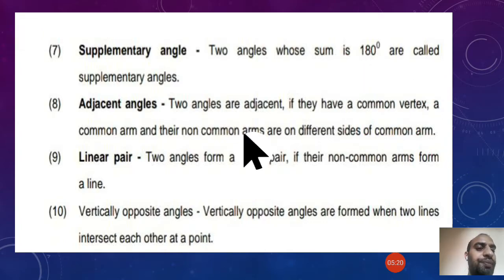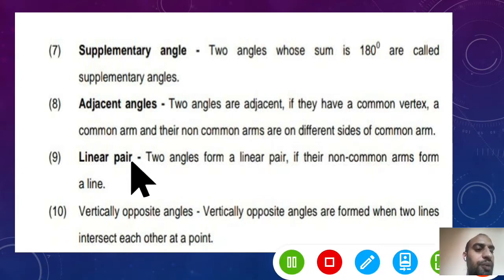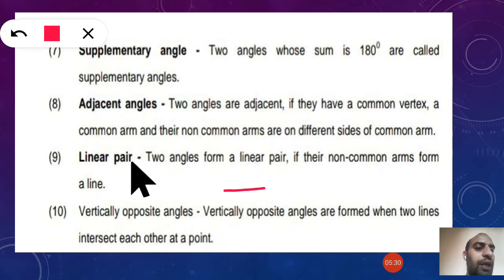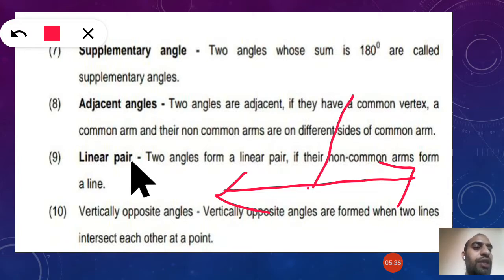Adjacent means common. Then this is the most important definition in the chapter, that is linear pair. What do you mean by linear pair? Consider any straight line, and one line is drawn to it, then the angles made over a straight line are called a linear pair because their sum is 180. We have used this definition in the whole chapter, so you need to learn it properly because this is an important definition.